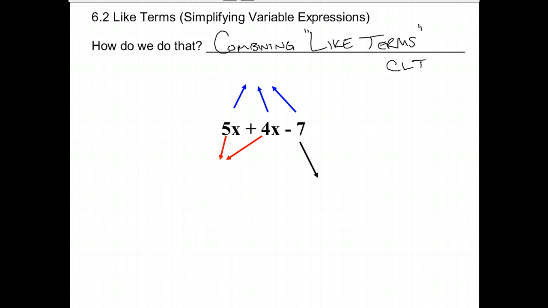Just like addition and subtraction and multiplication and division in elementary school, this process of simplifying variable expressions is very important, especially later on in high school. It applies to all different kinds of math.